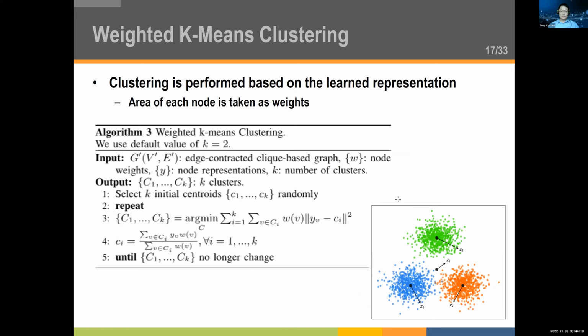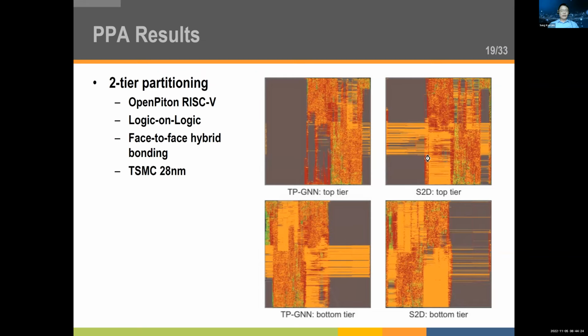We used, again, OpenPiton RISC-V. We used, in fact, 7 benchmarks. We're just showing you one of them. We did logic-on-logic, so we have memory modules in both tiers. Face-to-face hybrid bond.